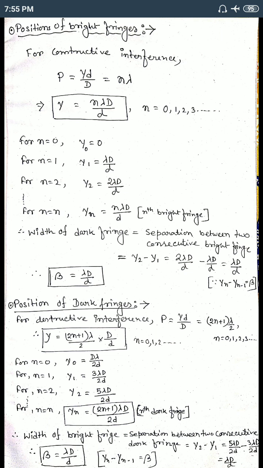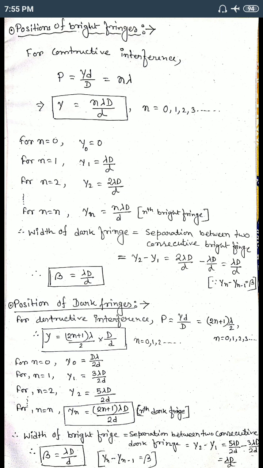So here you find the position of the dark fringe. From here you can find the width of the bright fringe, that is, the separation between two consecutive dark fringes gives us the width of the bright fringe. So y2 minus y1 gives us the bright fringe between y2 and y1, that equals λD by d, so beta equals λD by d. So the general formula will be the same for constructive and destructive, for bright fringe and for dark fringe.